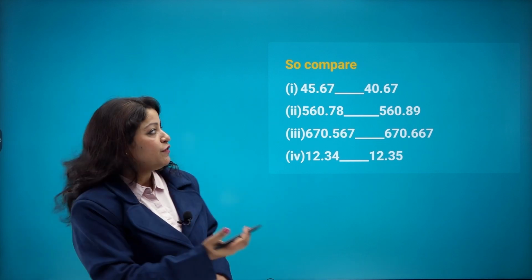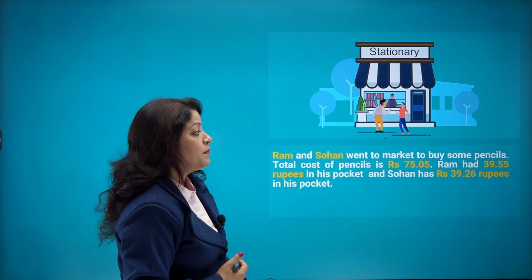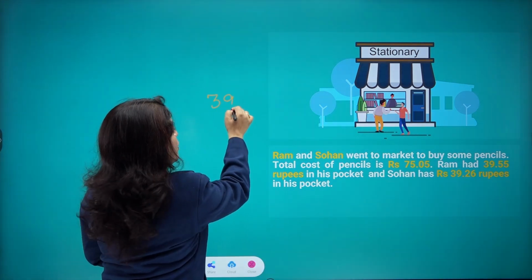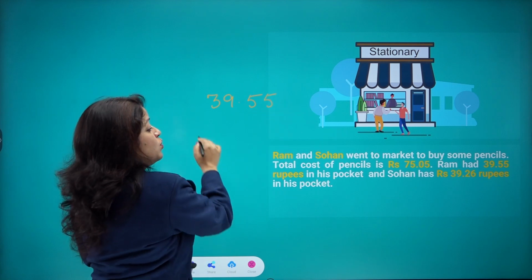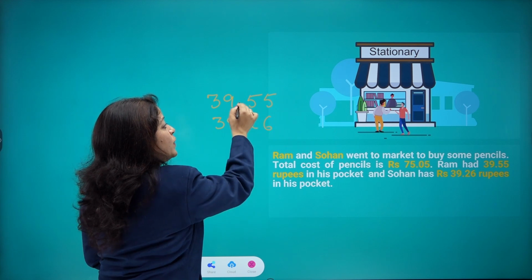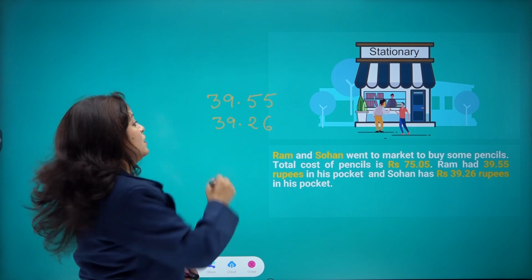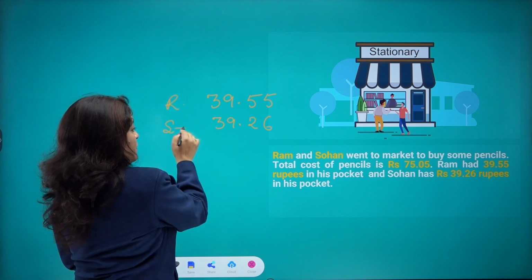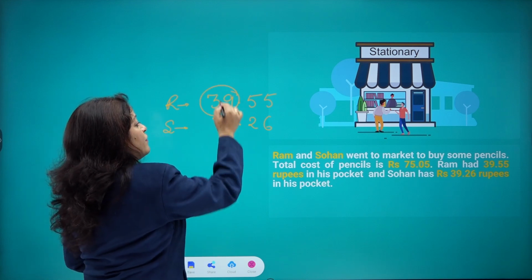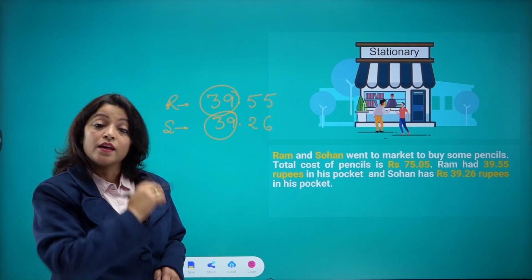Before this question, let me relate one more thing from this particular problem. Let's see who has more amount, Ram who has 39.55 or Sohan who has 39.26. What you can do is first compare their integral parts. Looking at Ram and Sohan, the integral parts of the amounts they have are both 39 rupees. So, here the integral part is equal.